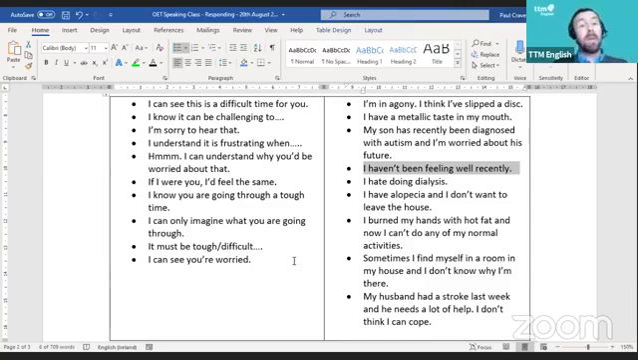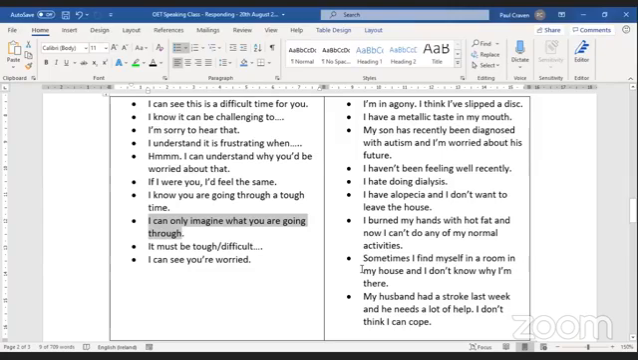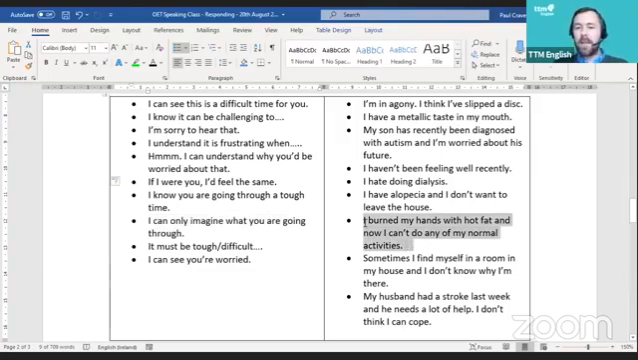Okay. So they might be hiding something. They might eventually say, I've got a big lump in my neck and I've been vomiting all the time, but you wouldn't normally say that as the opening phrase. I haven't been feeling well recently. That's the kind of thing that you would say. I can only imagine what you're going through. I burned my hands with hot fat and now I can't do any of my normal activities. That's quite extreme.